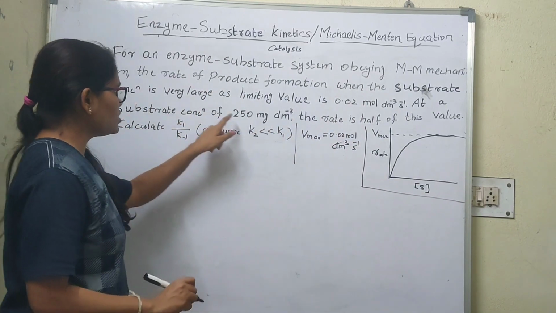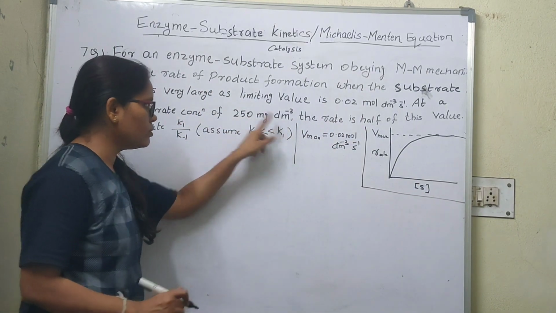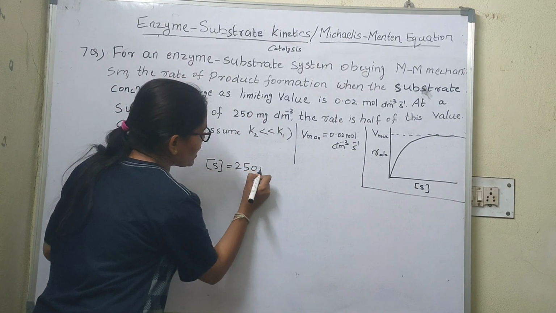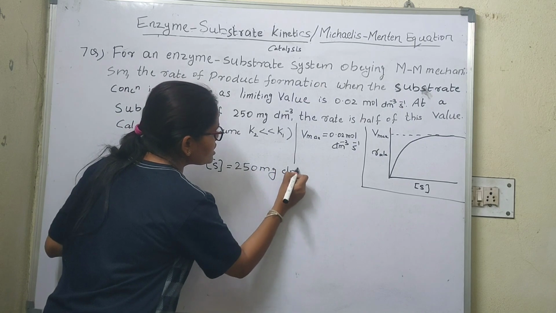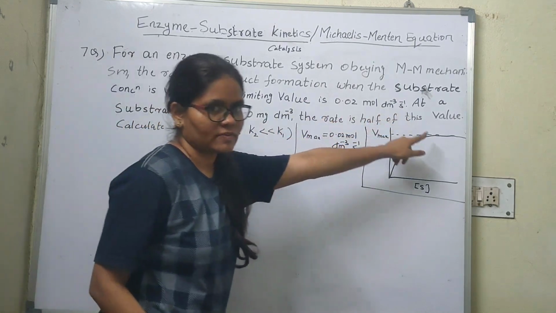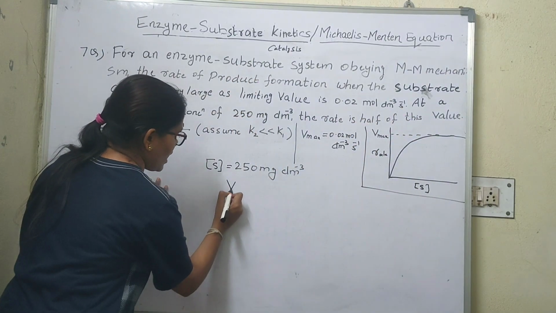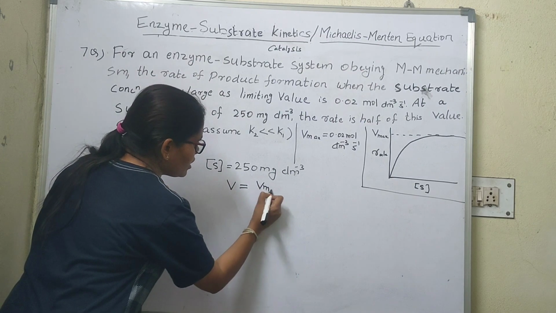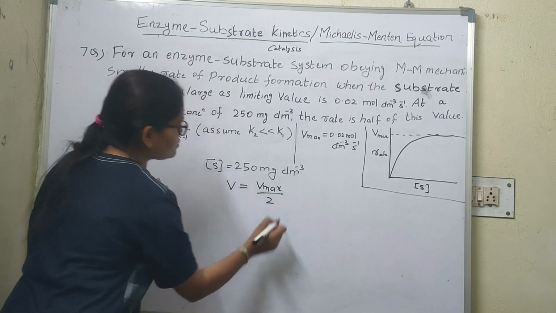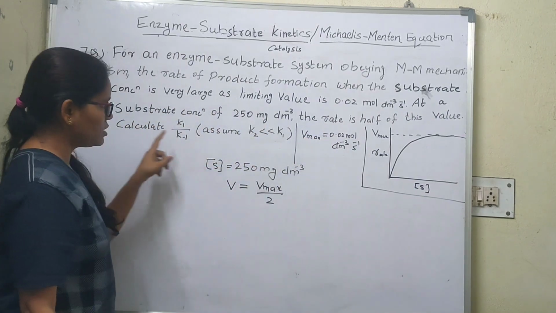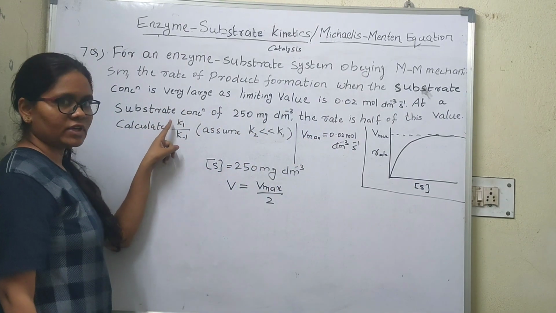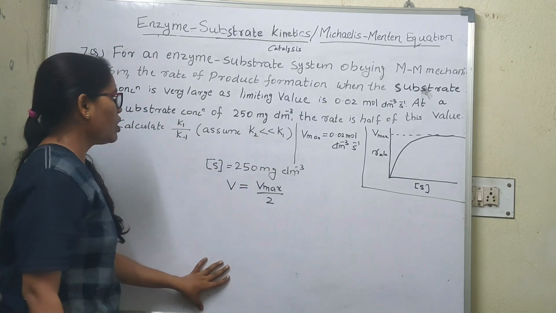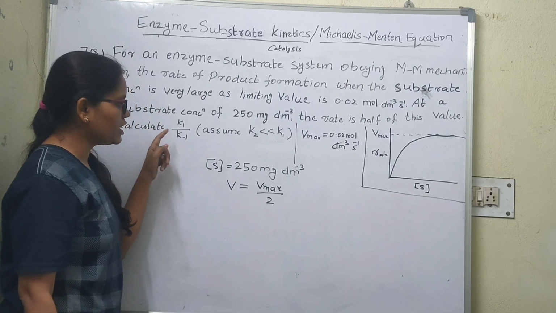So at a substrate concentration of 250 milligram per decimeter cube, the rate is half of this value. That means at S equal to 250 milligram per decimeter cube, the rate will be Vmax by 2. Now what did they ask us to find? They asked us to calculate k1 over k minus 1, assuming that k2 is far less than k1. How do we get this k1 over k minus 1?